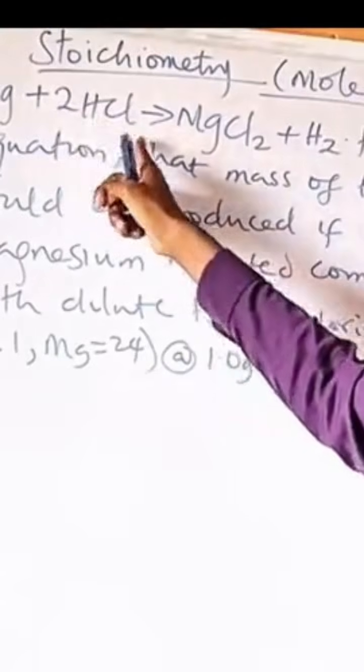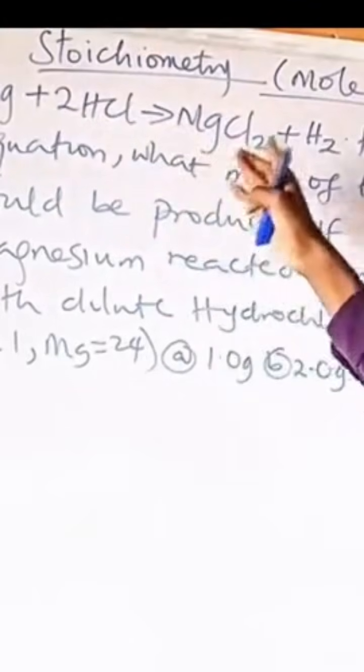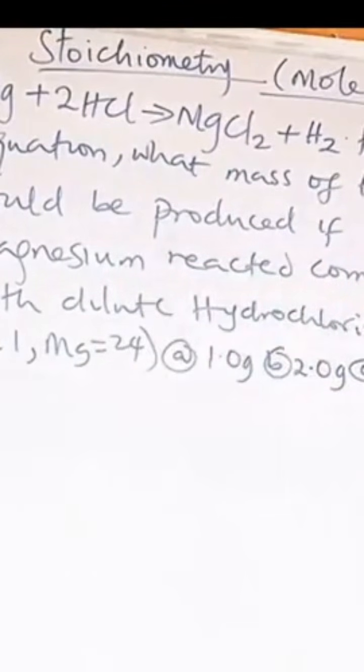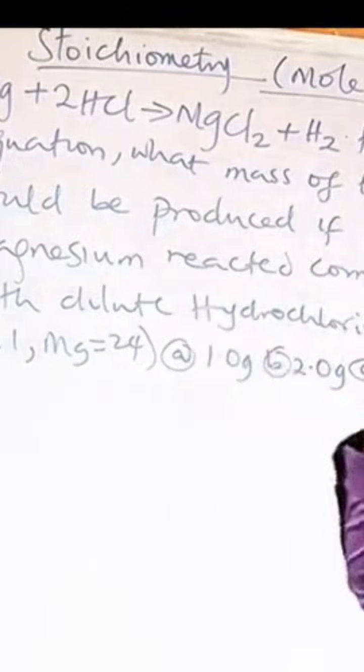Magnesium plus hydrochloric acid, 2 moles of hydrochloric acid to give magnesium chloride plus H2. From the equation, what mass of hydrogen will be produced if 12 grams of magnesium reacted completely with dilute hydrochloric acid? So the first thing you need to do is to inspect the equation given and be sure that the equation is balanced.